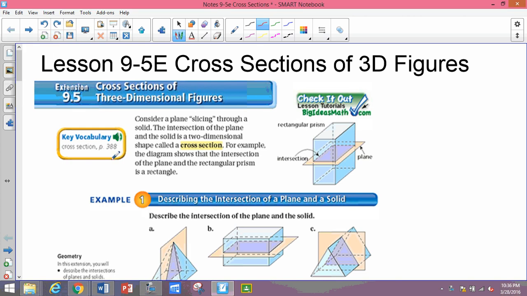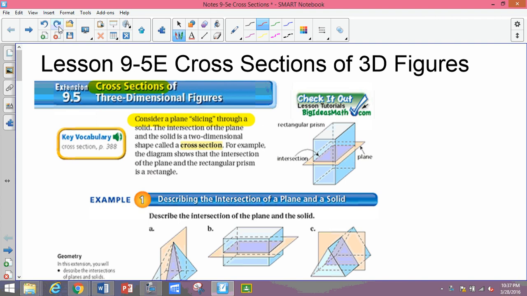Okay, today's lesson is on 9-5E extension called cross sections of three-dimensional figures. This is a different type of lesson. It's important that you understand what this is all about. So if you want to think about or consider, it says a plane. A plane is just a flat solid that goes on forever. Okay, two-dimensional, flat. It's like a face of a three-dimensional figure.